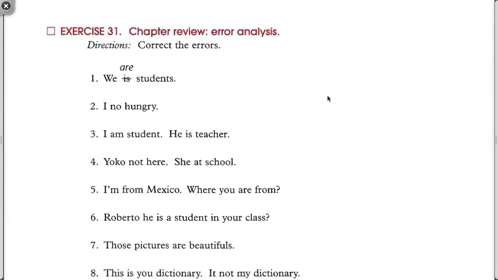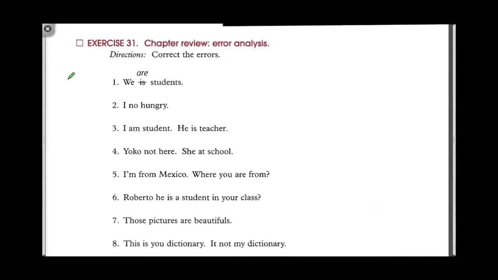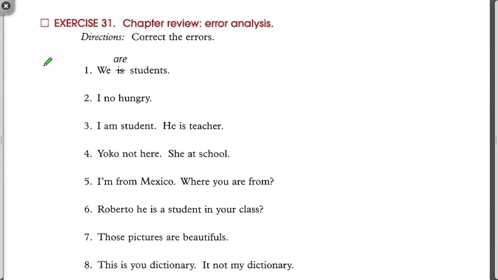And here we are with the review of the chapter. Exercise 31. Chapter review. Correct the errors. Number 1, we are students. That's the correct answer. Number 2, I am not hungry. Number 3, I am a student. He is a teacher. That's from chapter 1.